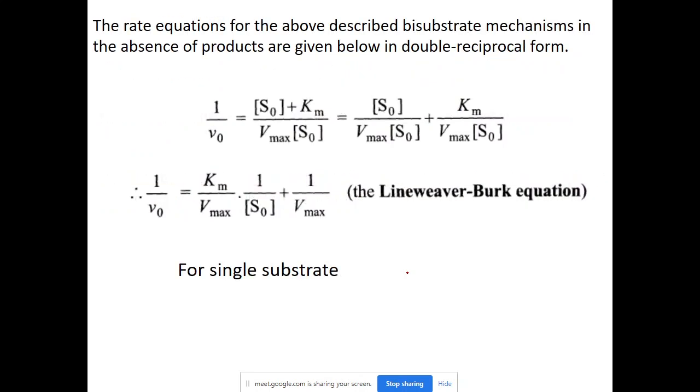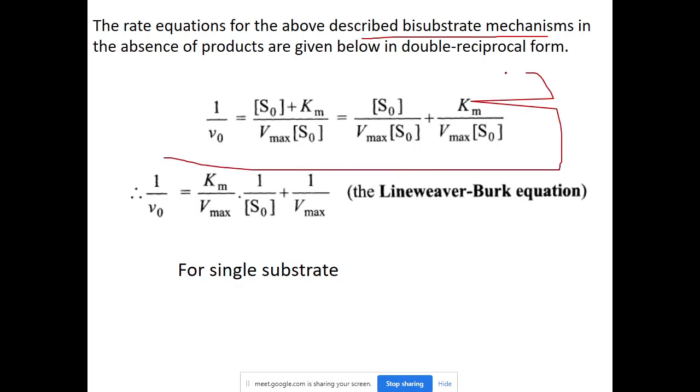So the rate equation for the above prescribed bi-substrate mechanism is this. Okay, so this is the rate equation. This is the same as that of the single substrate rate equation. If you remember, the single substrate equation is also the same, now only given in the inverted form.